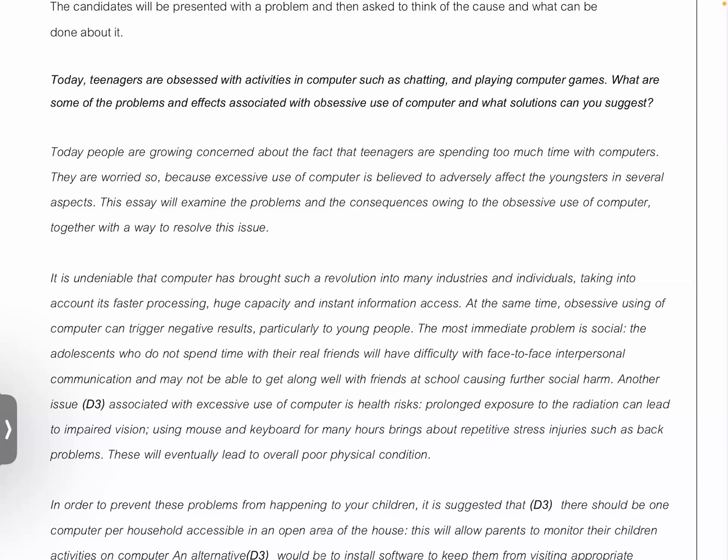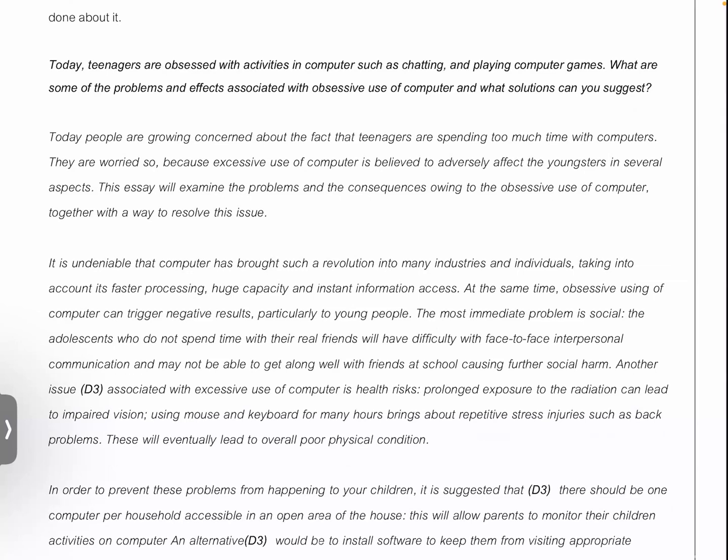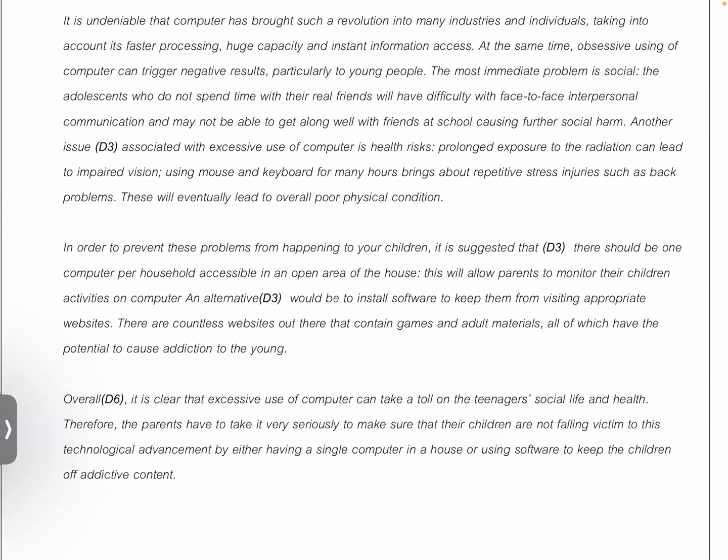In order to prevent these problems from happening to your children, it is suggested that there should be one computer per household, accessible in an open area of the house. So that's one method to prevent this from happening. One computer per household, and it should be in a spot where anyone can have access to. Why is this effective? Because this will allow parents to monitor their children's activities on computers.